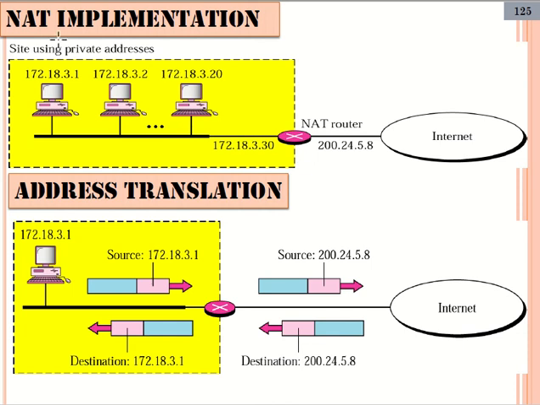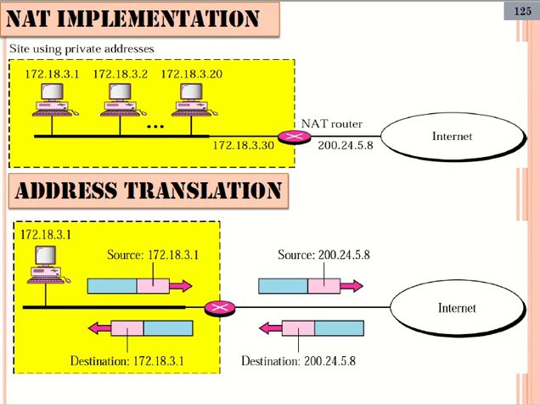If any computer or host here wants to communicate with the external world, then first it has to send the data to the NAT router. That is going to change the address of the source to this particular address, and then it is going to send it to the destination. You can see the address translation here.